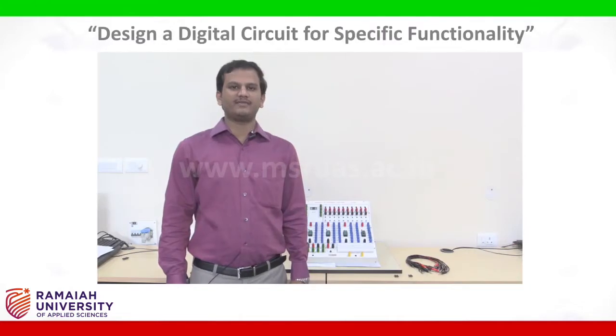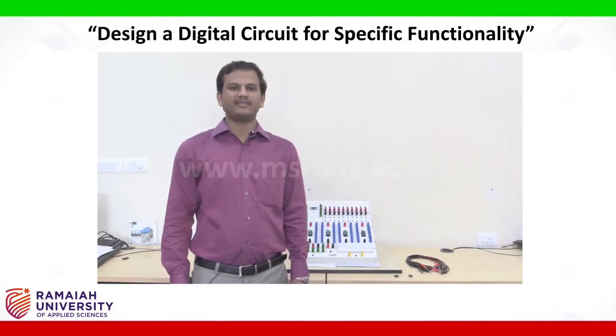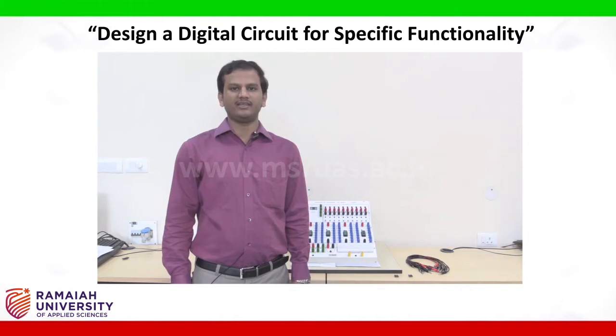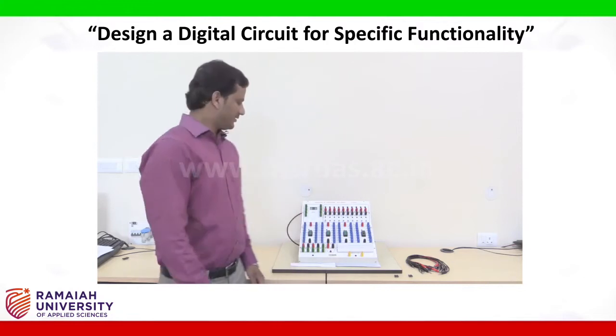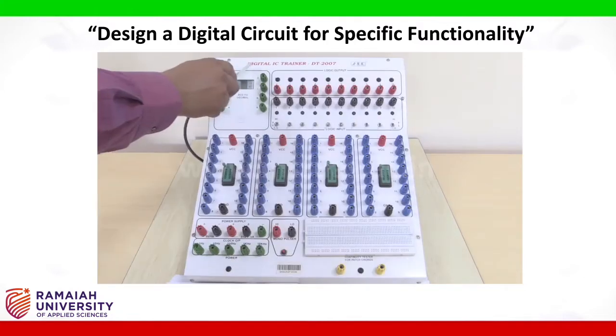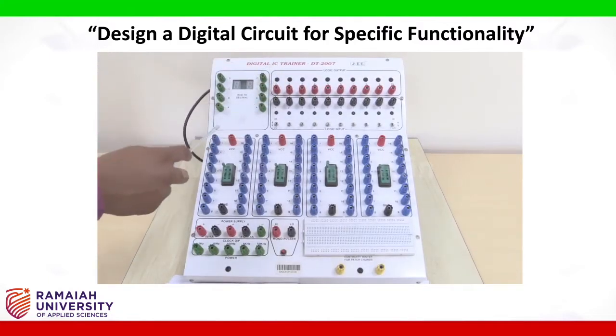Hi students, name of the experiment is to design a digital circuit for specific functionality, and aim is to simplify the given Boolean function and verify it using basic gates and universal gates. The apparatus required for this experiment is digital trainer kit. This is a digital IC trainer kit which we are using to perform the experiment.